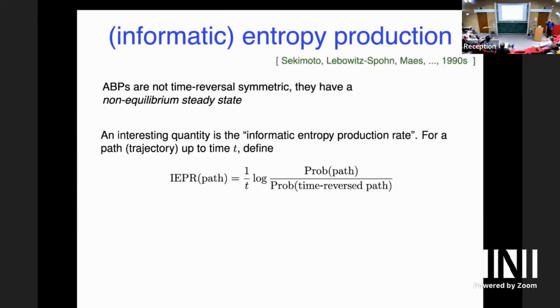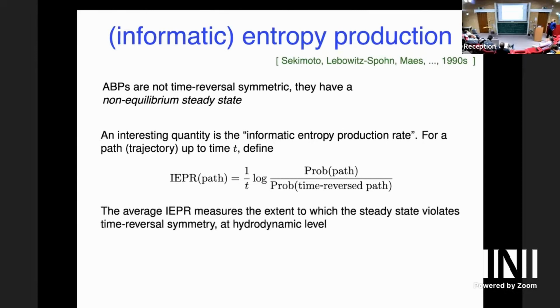Okay, modulo comments about parity and time. So the average of this rate measures the extent to which the steady state violates time reversal symmetry, right? Because if these things were equal, then the average is zero. Okay, never just ignore this. It's wrong.